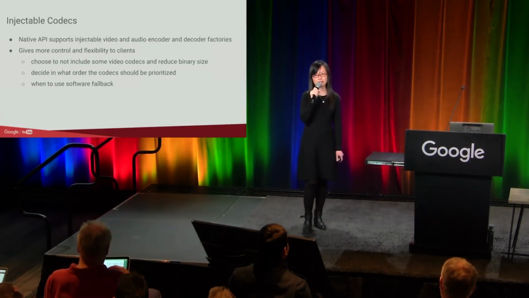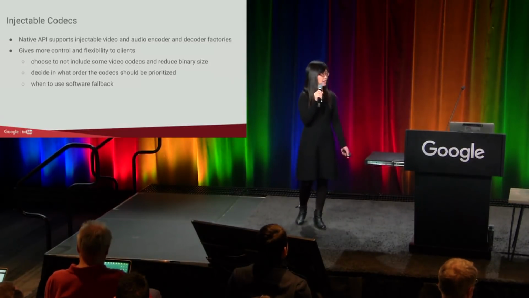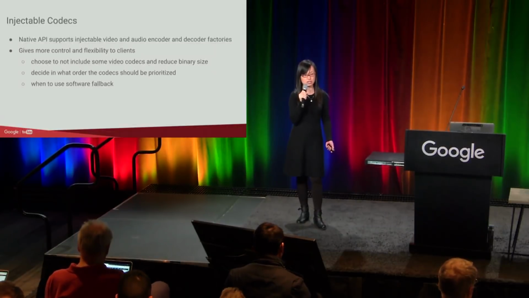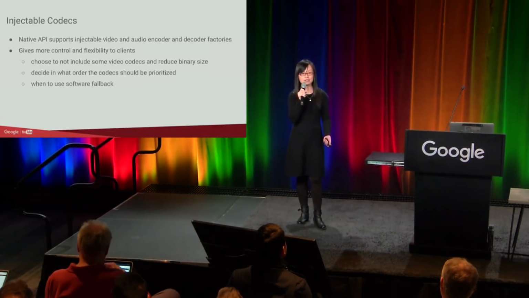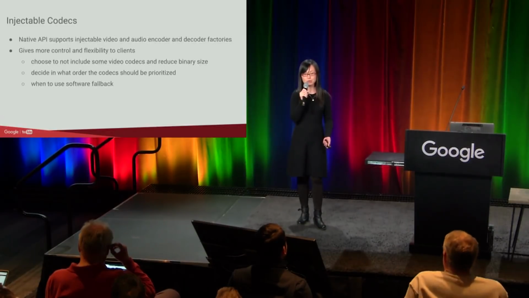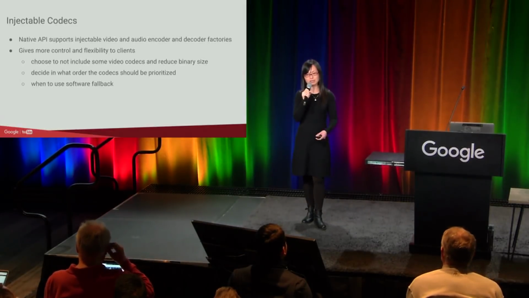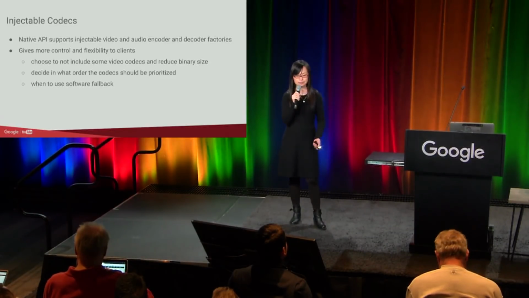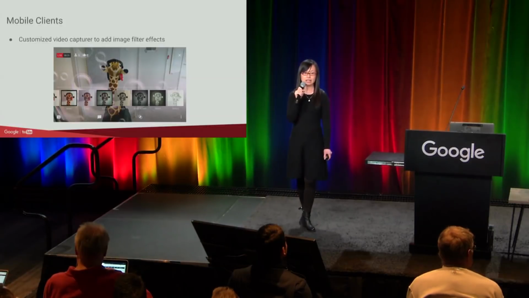For native apps, you can actually reorder the codecs through the API instead of manipulating SDP, which is always kind of brittle. The native API does allow you to inject video and audio encoder or decoder factories. For example, in the video decoder factory, you can exclude some video codecs. This can help you reduce your mobile app's binary size. The order in which you specify the video codecs also defines the preference you want for those codecs, and you can also specify when to use software fallback. In mobile clients, we also have customized video capture to add image filter effects.